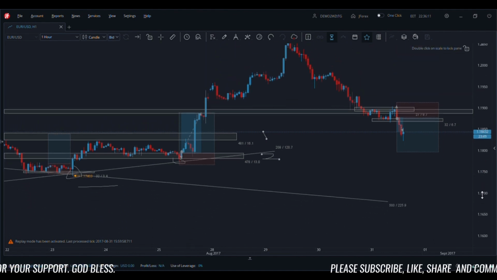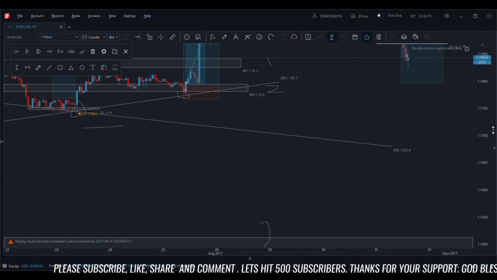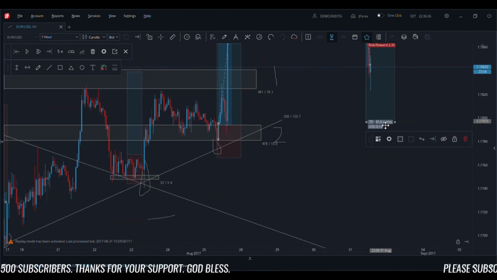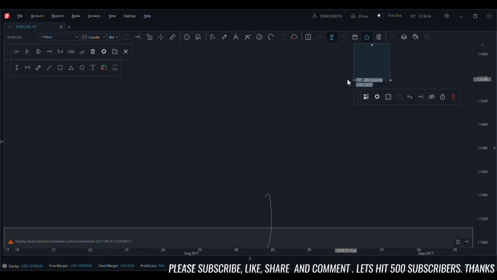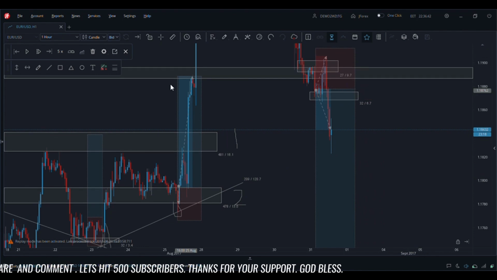Now we are going to look for targets, number 1 and number 2. Those are our targets, and number 3. So you can either take profit from one of the zones that I've drawn there, either number 1, 2, or 3. Now let's see how the market will go forward.